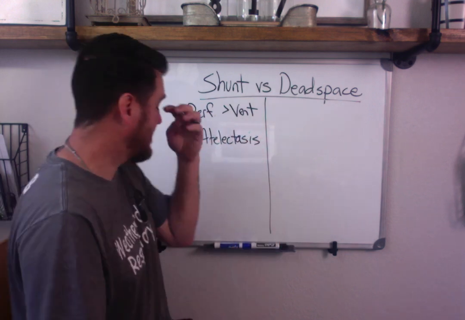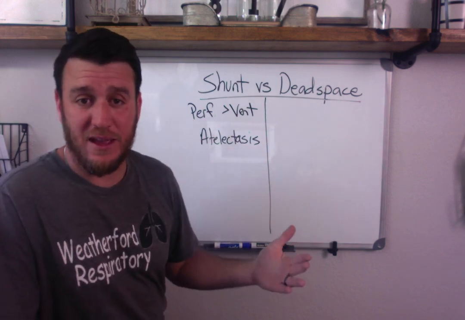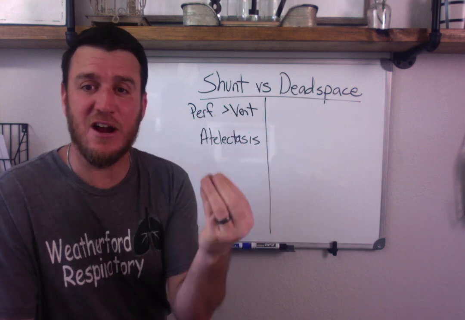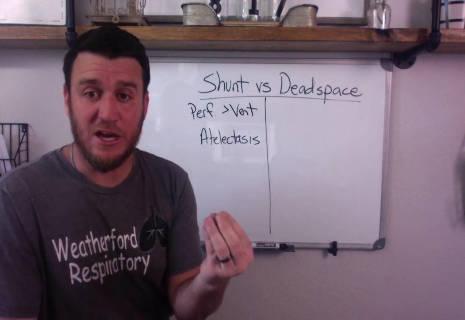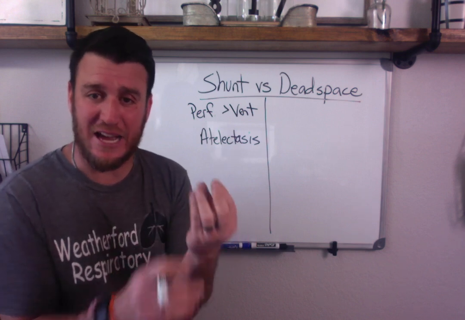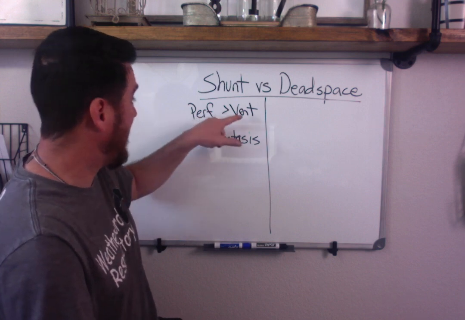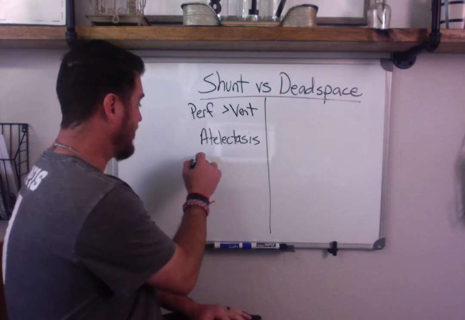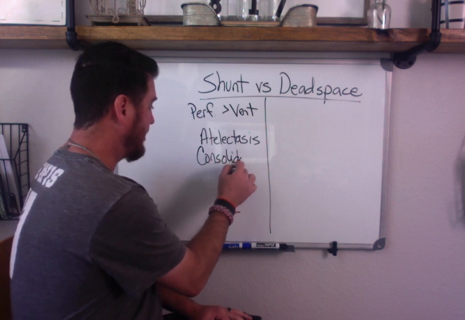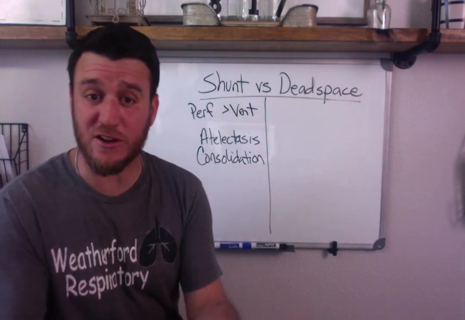Now with atelectasis, we realize that we have alveoli that are collapsed. And when they collapse, they are no longer being ventilated. But there is still blood flow passing through these collapsed alveoli, which puts perfusion in excess of ventilation. The other thing I get is consolidation. So consolidation is another good example.